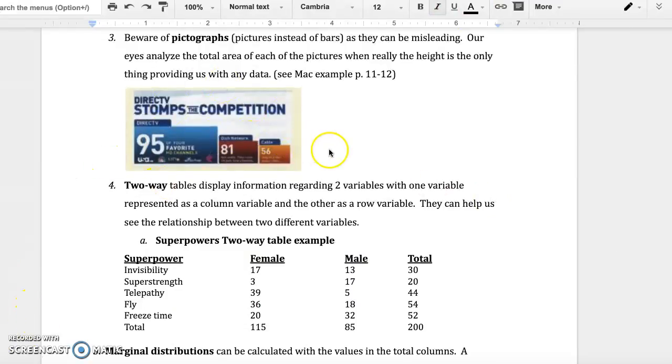The one thing we need to know about pictographs is that the two-dimensional aspect of them makes them deceptive. So the size of DirecTV versus Dish Network here is much bigger than the difference between the two values. The height is really the only thing it's showing, but it's making the area much bigger as well. So it's deceptive. It's making this value seem much, much bigger than this one when that's not really the case. So they're not an objective display of the data.